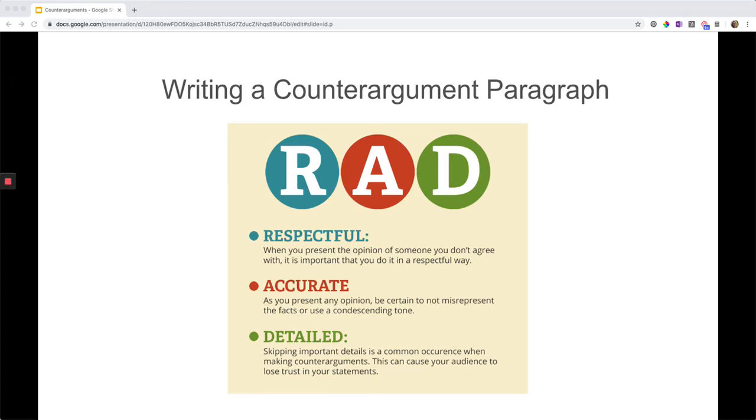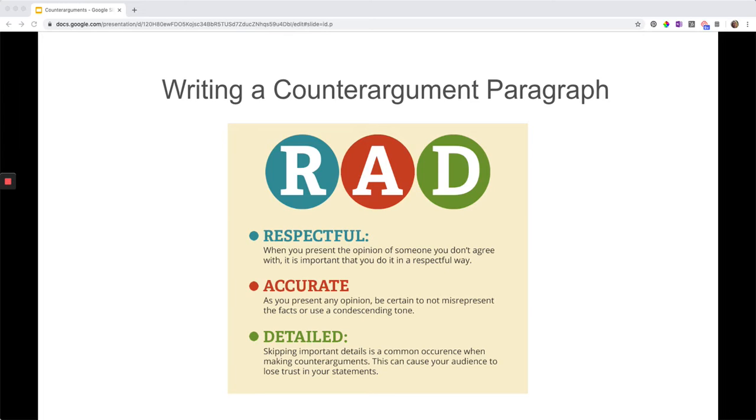So this week we're learning about how to write a counter argument paragraph, and you'll need to complete your writing practice and have some of these things written. And so I wanted to go over some of the things that have been presented in the lesson. Everything that I'm talking about is in the lesson material, but I just wanted to go into a little more detail on some of it.